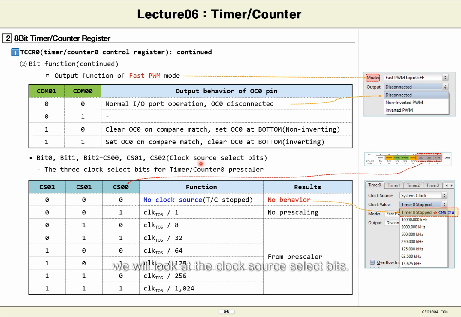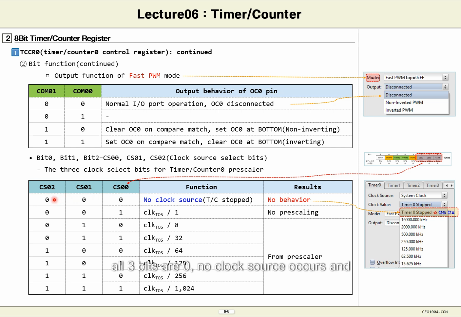This time, we will look at the clock source select bits. The clock source select bits are determined by 3 bits from 0 to 2 in TCCR0. These will be clock source 00, clock source 01, and clock source 02, respectively. So, this means clock source bits 0, 1, and 2 of timer counter 0.